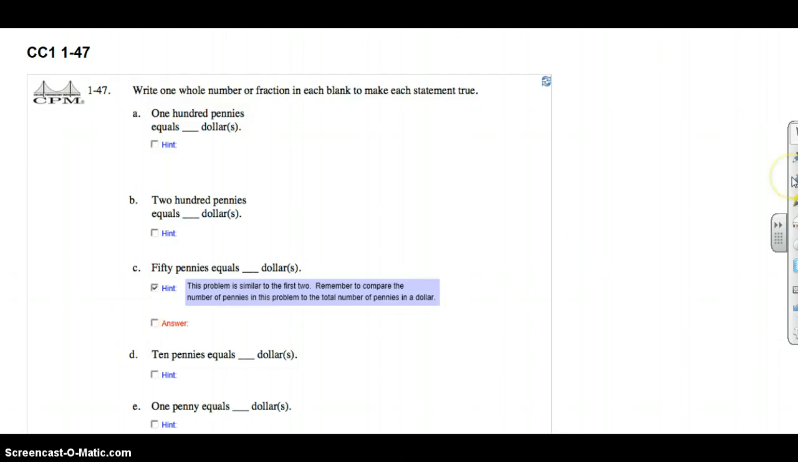If you have 50 pennies, how many dollars would that equal? You only have 50 out of the 100 pennies that you need. So if you wanted to express it as a fraction, you could easily say 50 over 100. Let's see the answer that they give you. 50 pennies equals 50 over 100. That hint will help you solve D and E.